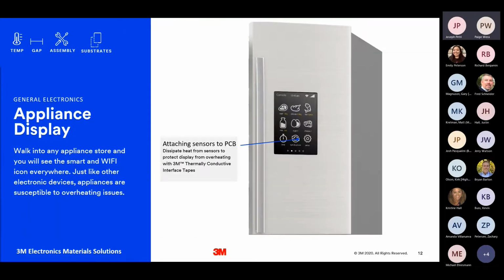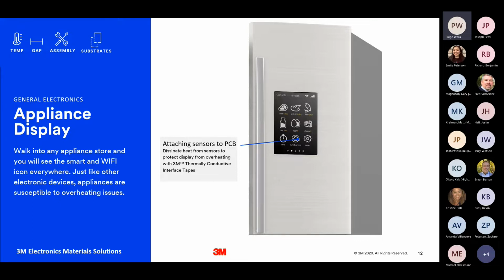Yeah, absolutely. And we actually have another example here for appliance displays. From a technical standpoint, I think of a display as a display, so this could also be applicable outside of just an appliance display. Whether it's a touch screen like this fridge, a smaller and more basic screen, or a ruggedized outside display, there's going to be a PCB, going to be generating heat, and that heat has to go somewhere.